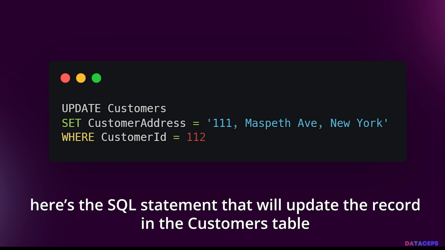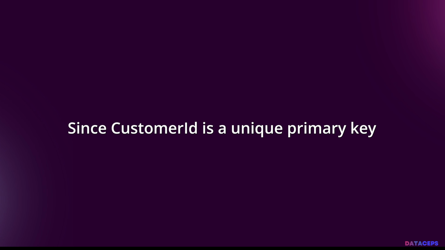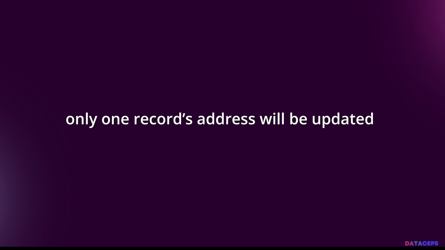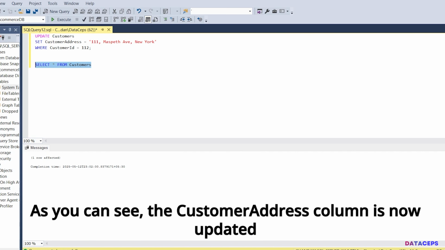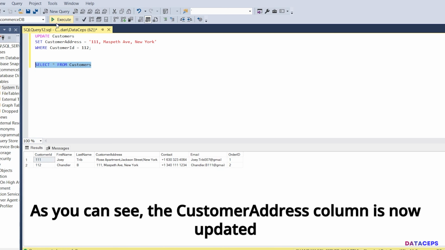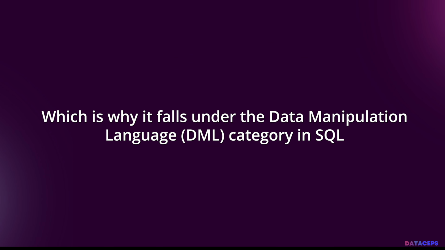Here's the SQL statement that will update the record in the customers table. This query will update the address only for the record where customer ID equals 112. Since customer ID is a unique primary key, only one record's address will be updated. Execute the update query and then retrieve the results. As you can see, the customer address column is now updated. This demonstrates how records are modified using update SQL statements, which is why it falls under the data manipulation language category in SQL.